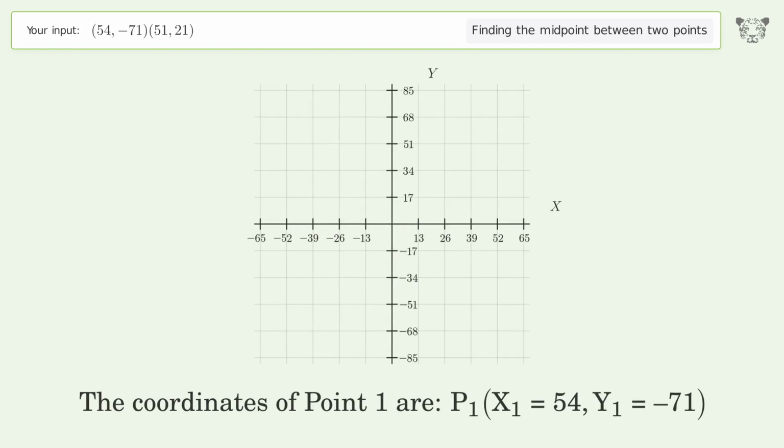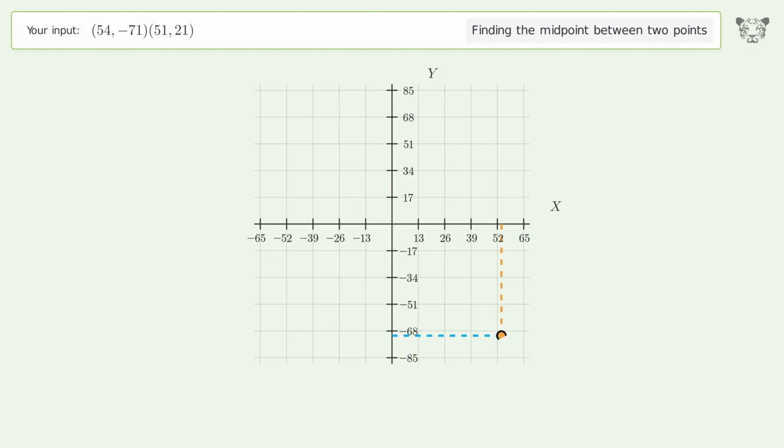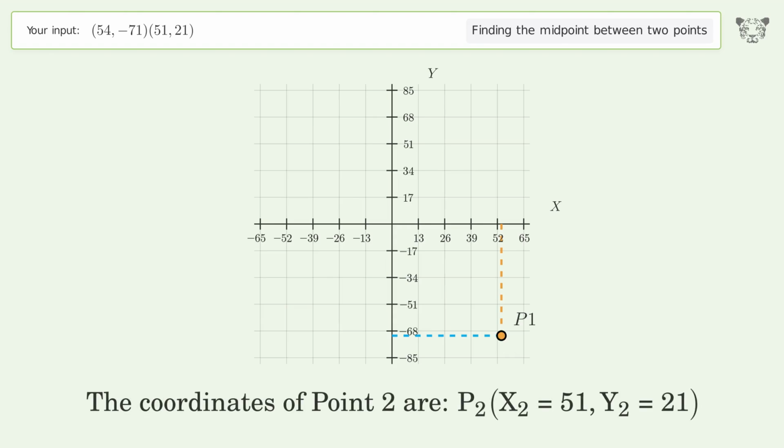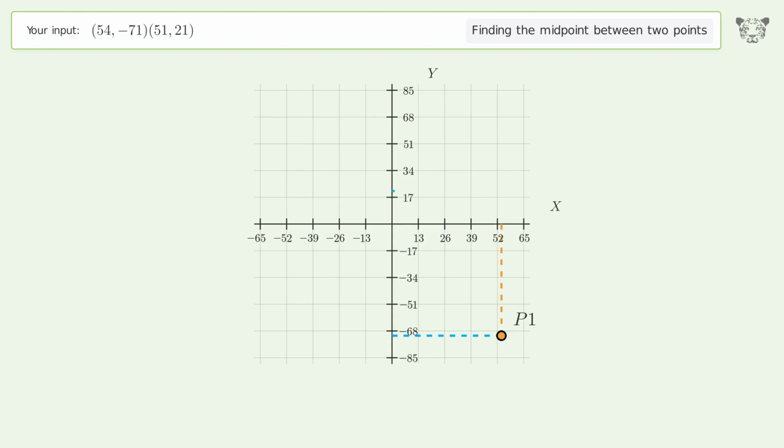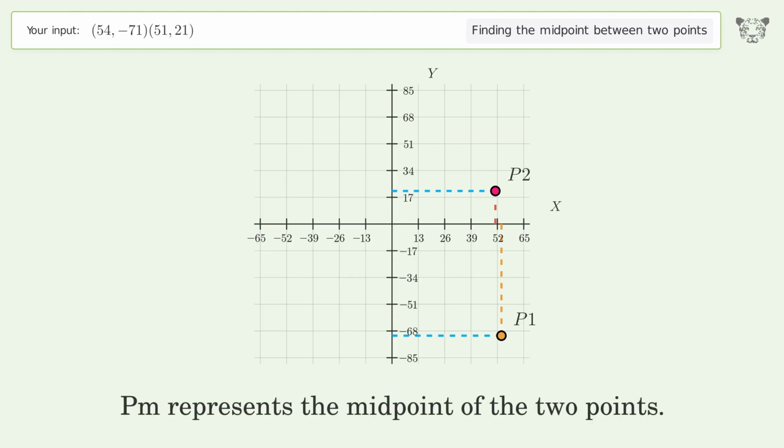The coordinates of point 1 are, x1 equals 54, y1 equals -71. The coordinates of point 2 are, x2 equals 51, y2 equals 21. PM represents the midpoint of the 2 points.